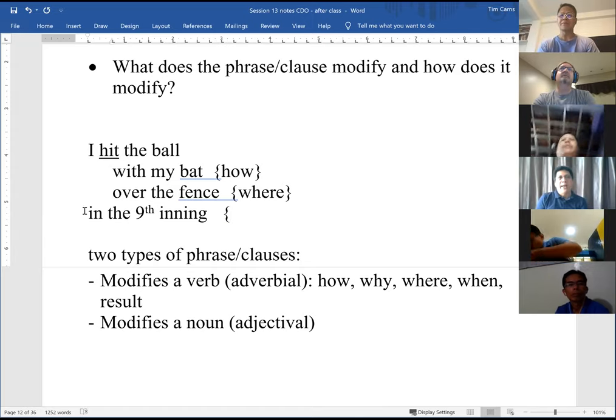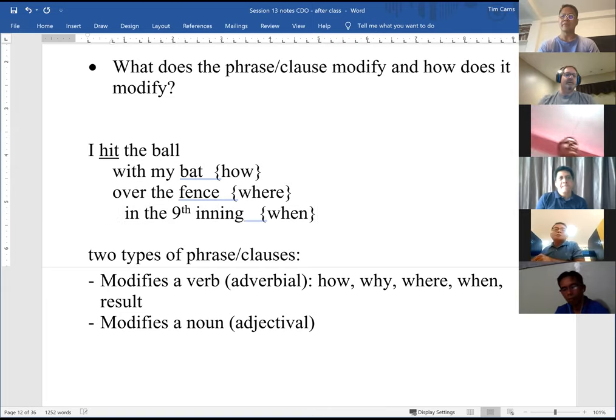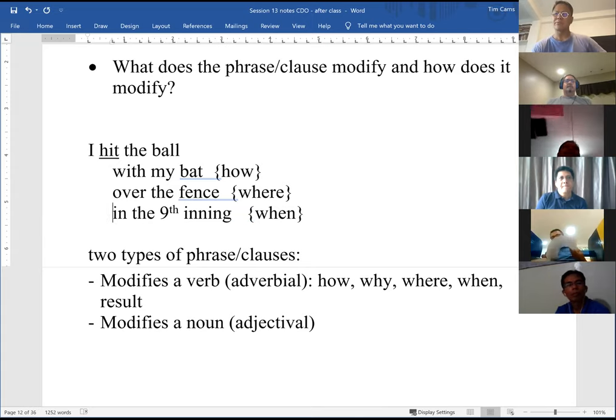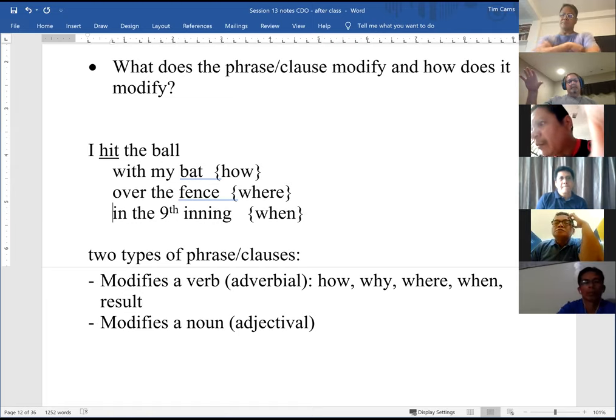Any ideas? When? That's a when. When did this happen? When did I hit the ball? So again, it's modifying the action. So I put it under hit. See that? Because phrases that answer the question how or why or where or when, or that may present a result, those will modify the action. That's why I put it under the verb hit.